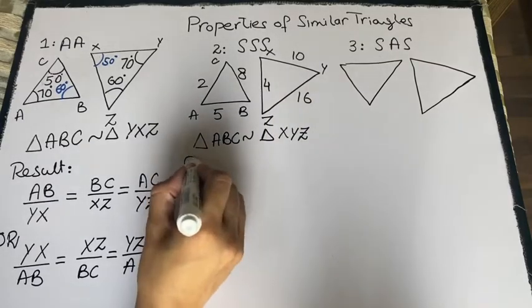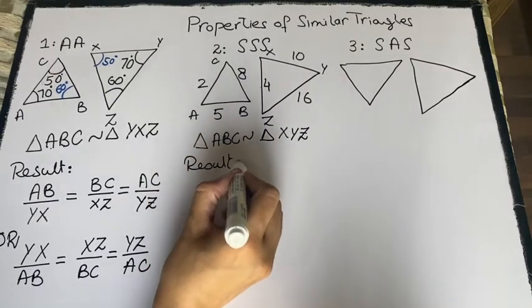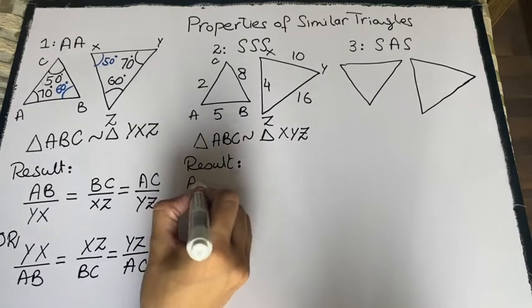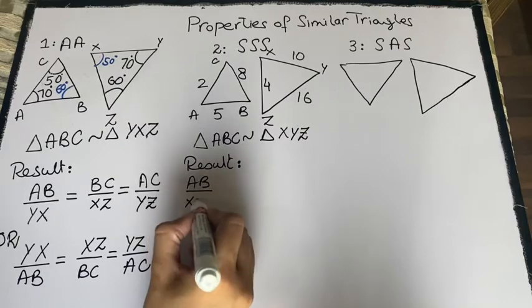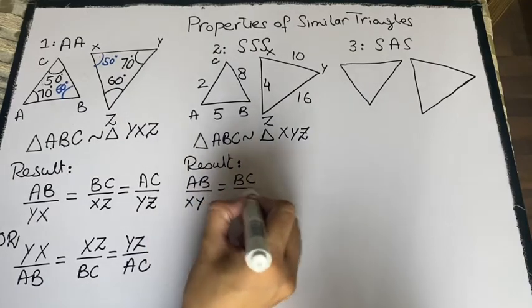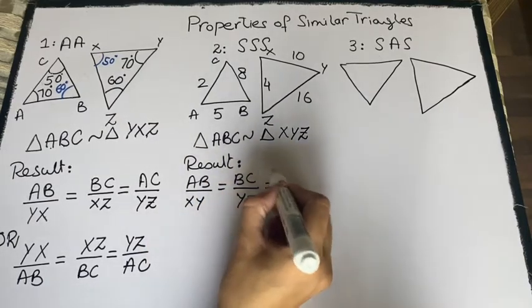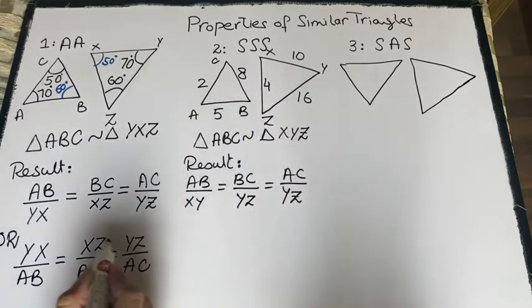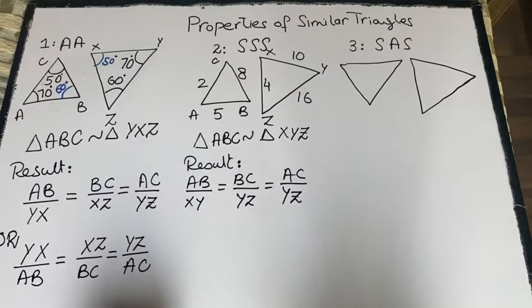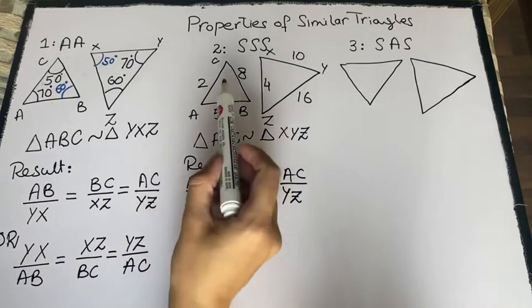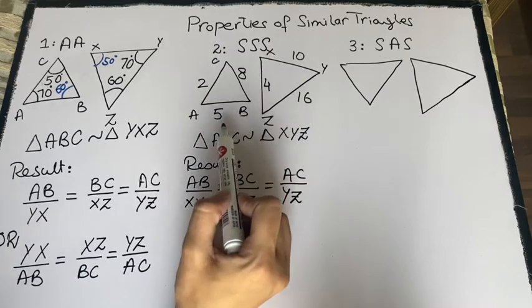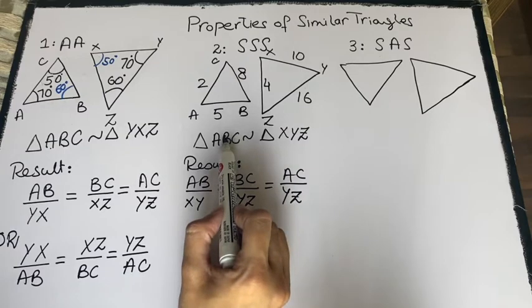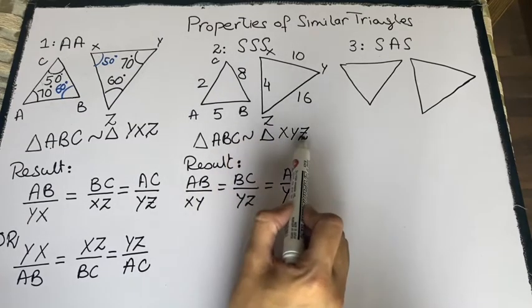Now the result shows, once you have proved that these two triangles are similar, so again you are going to write that AB over XY is equal to BC over YZ is equal to AC over XZ, or you can write it like this as well. And the second result says that all the angles are equal in similar triangles. Angle A is equal to angle X, angle B equals angle Y, and angle C is equal to angle Z.